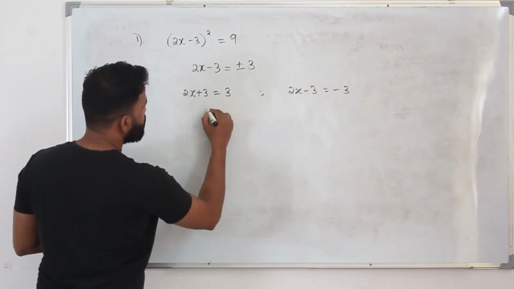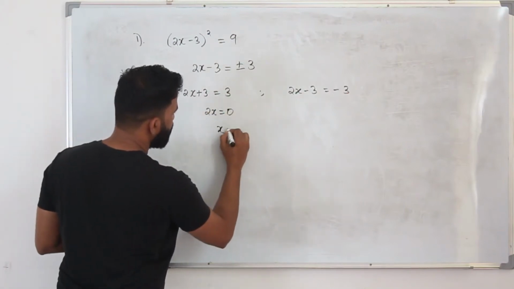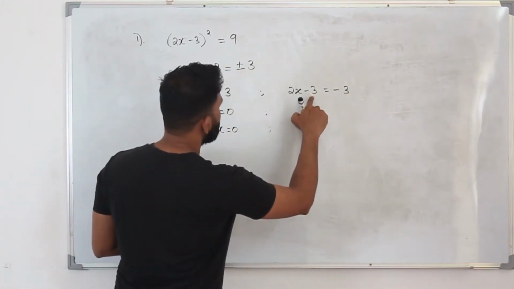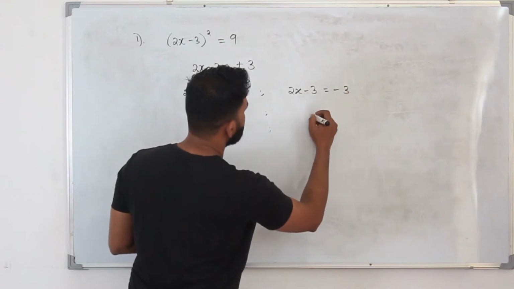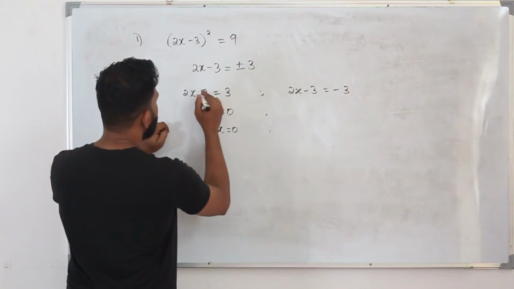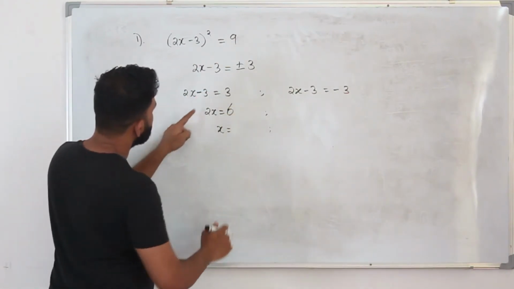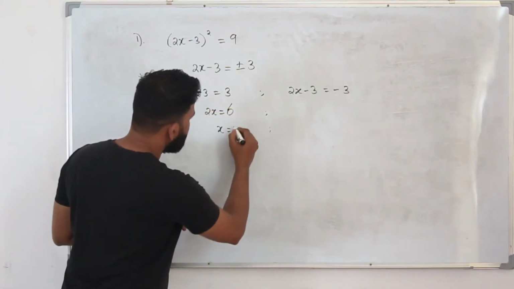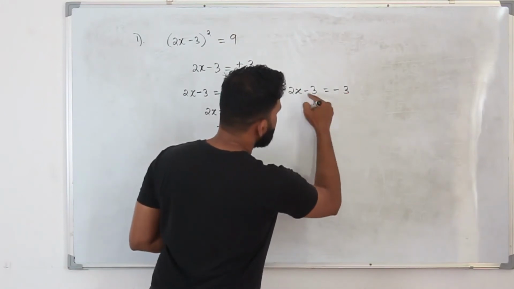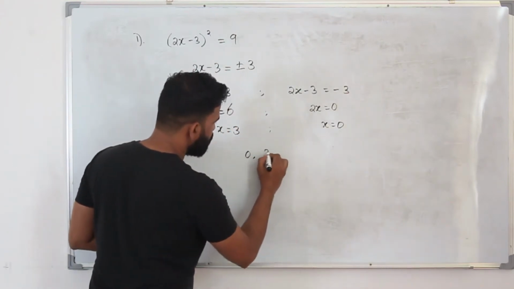So bring the 3 here. So your 2x is 3 plus 3, which is 6, and x will be 3. Sorry, I made a little mistake. Here, 2x is minus 3 plus 3, which is 0, so your x is 0. So you got two solutions, 0 and 3.